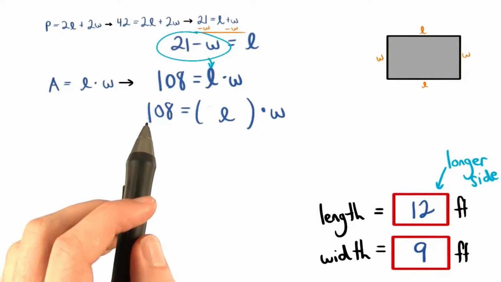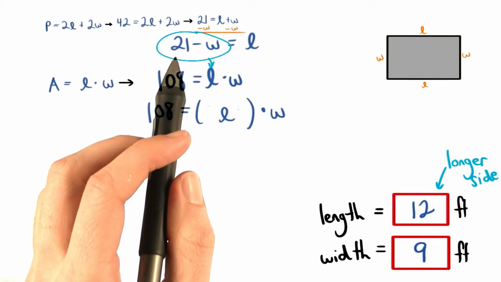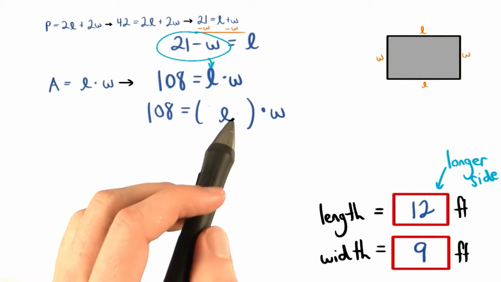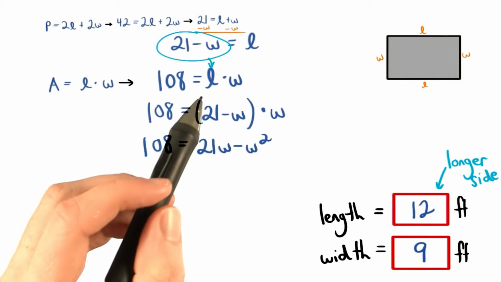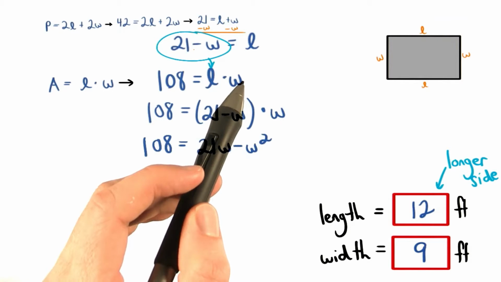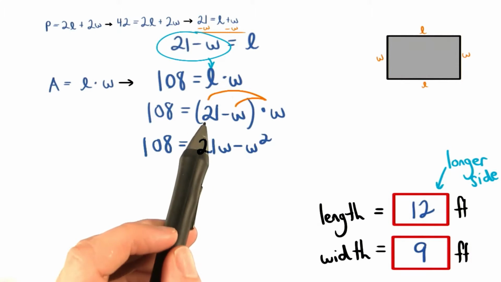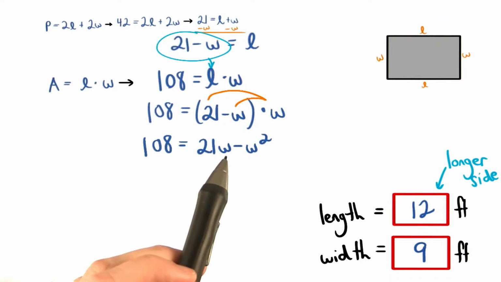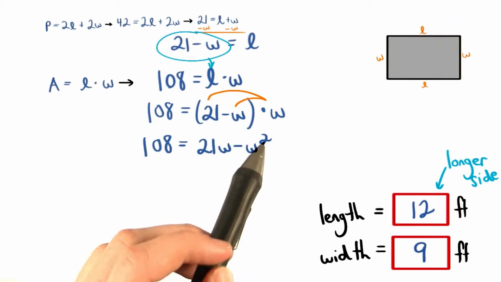We're going to start by taking our area equation and replacing this L with the expression 21 minus W. We want to make sure we use parentheses here since we're replacing this L with this expression. We'll need to multiply W to each of these terms inside the parentheses. So 21 times W equals 21W, and negative W times W is negative W squared.